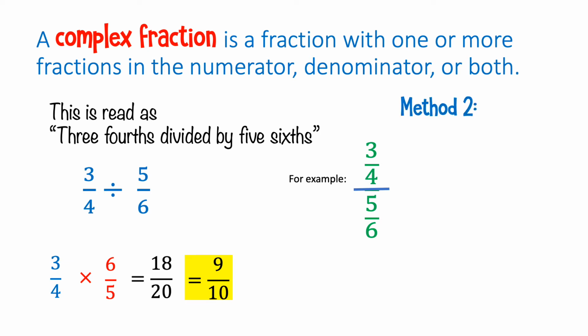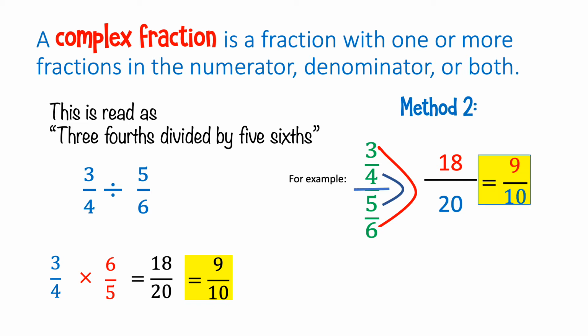Here's the second method. Since we're going to keep, change, flip, technically we're multiplying the top number by the very bottom number. 3 times 6 is 18, and that becomes our numerator. The middle two numbers are multiplied as the denominator. 4 times 5 is 20. So 18/20 can be reduced to be 9/10. Notice we get the same answer either way. It's just two methods for solving a complex fraction.